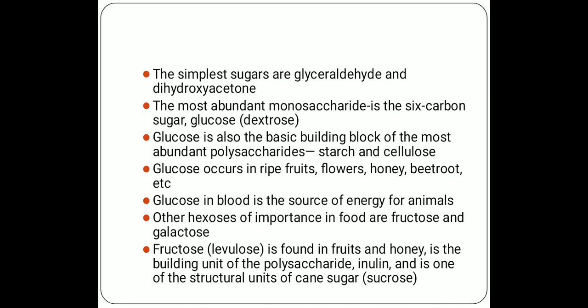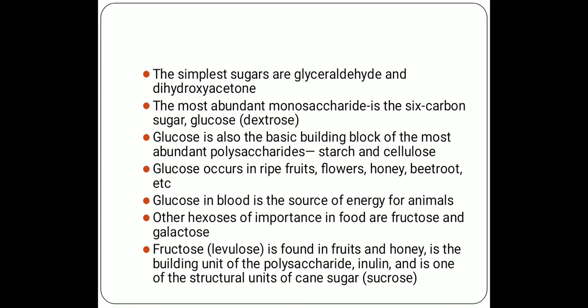The simplest sugars are glyceraldehyde and dihydroxyacetone. They have 3 carbons. Glyceraldehyde is a 3 carbon aldehyde and dihydroxyacetone is a 3 carbon ketone. The most abundant monosaccharide is the 6 carbon sugar glucose, or dextrose. Glucose is also known as dextrose because it is dextrorotatory. Glucose is also the basic building block of the most abundant polysaccharides, that is, starch and cellulose.